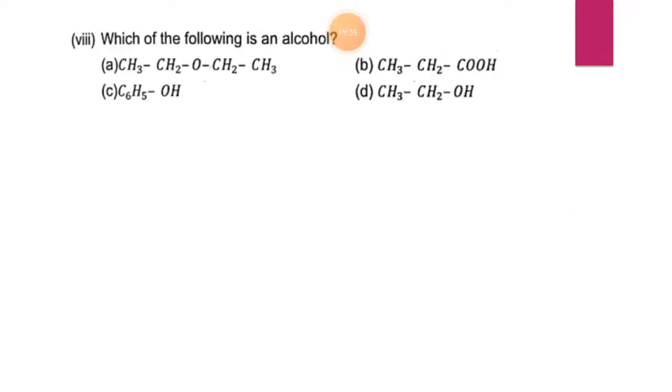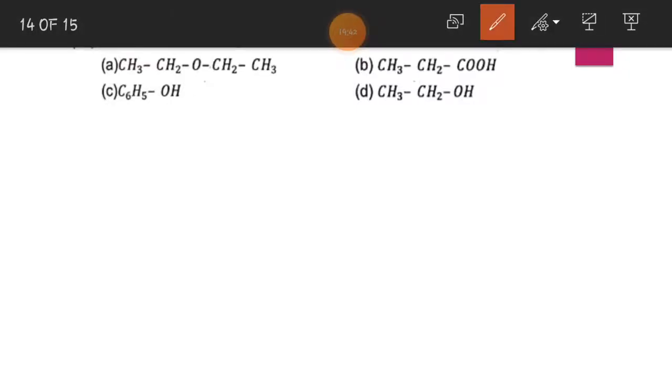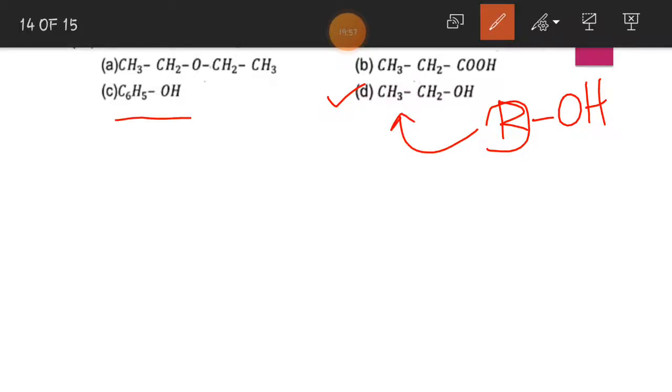Which of the following is an alcohol? Now for alcohols, you have general formula ROH. Now out of all these options, this option is the correct option, because here this R group is the ethyl. You cannot consider this as an alcohol. It is a phenol, because here OH group is attached to a benzene ring.